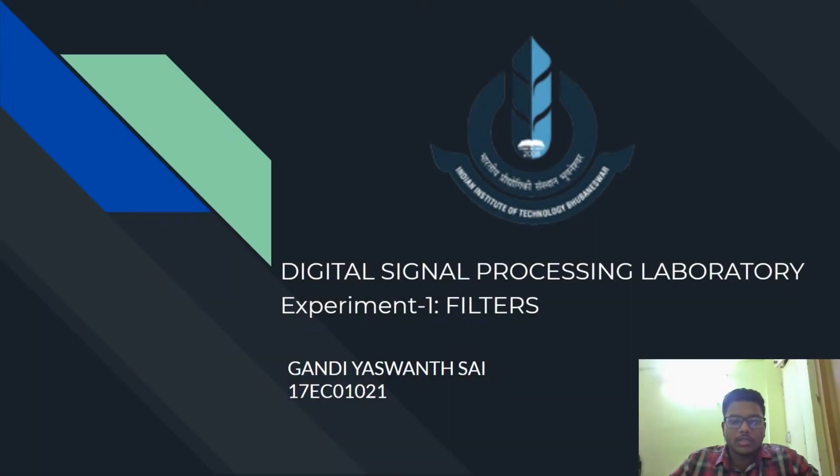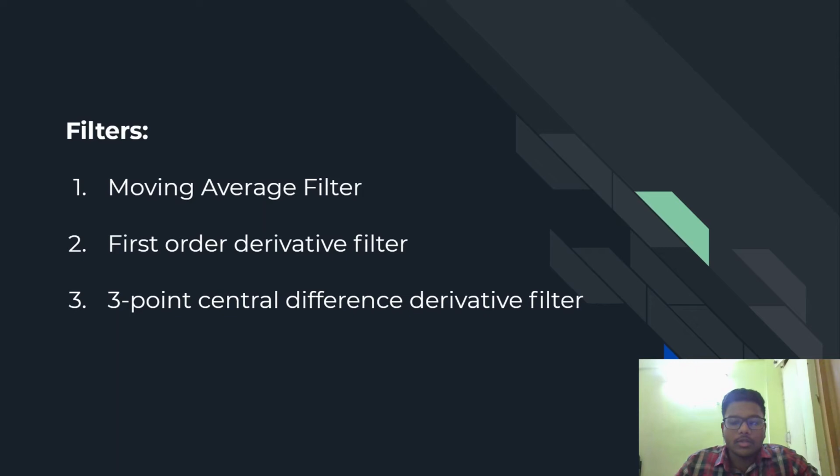In this session, we will be speaking about filters. In this experiment, we will be speaking about three types of filters. Those are moving average filter, first order derivative filter, and 3-point central difference derivative filter.